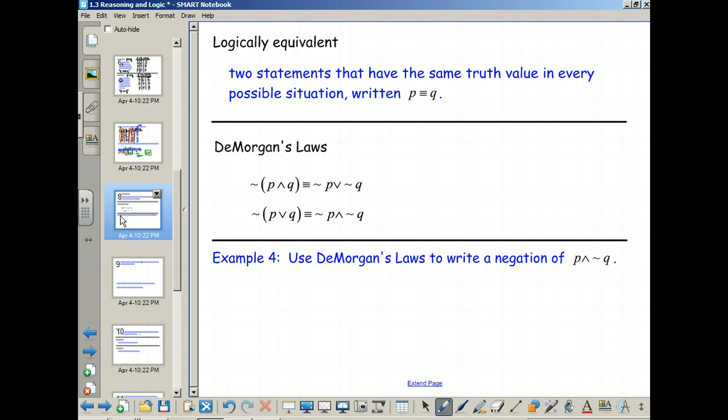The second one of De Morgan's laws is the negation of an or statement. We didn't do an example of an or statement with this, but if you negate the or statement, the same process works. I can negate either piece, and the or statement becomes an and statement. So the first De Morgan's law example we're going to do is simply a symbolic example. If I have the statement P and tilde Q, and I want to negate it, what will I get?